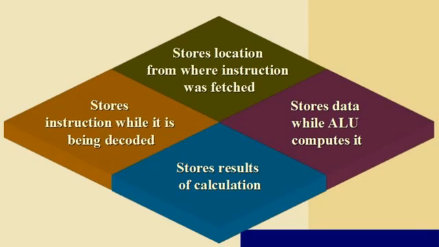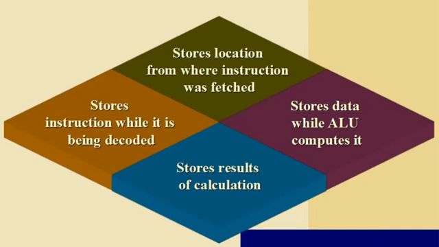The next thing has to do with the processor containing registers, and registers are high-speed storage areas that hold data and instructions. They store instructions while they're being decoded, they store results of calculations, they store data while the ALU, the arithmetic logic unit, computes it, and they store the location from where instructions were fetched. So it does four things.